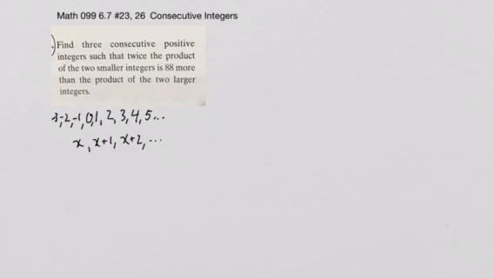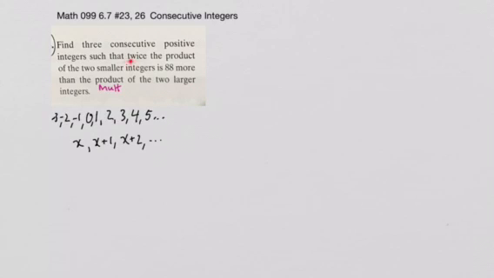such that twice the product of the first 2 smaller integers is 88 more than the product of the 2 larger integers. When we talk about product, we mean multiply. So let's go ahead and set up our variables. So we have 3 consecutive positive integers. That means that x, x plus 1, and x plus 2 will work just fine. X will be the smallest, x plus 1 the middle size, x plus 2 the largest.